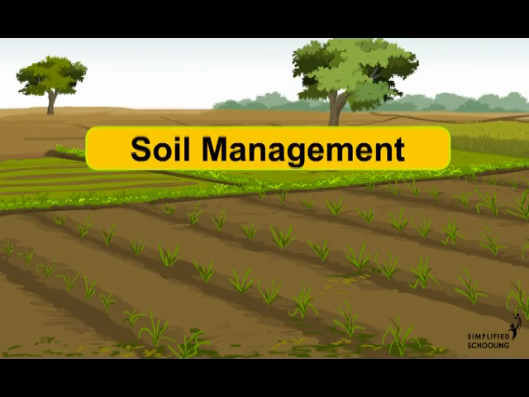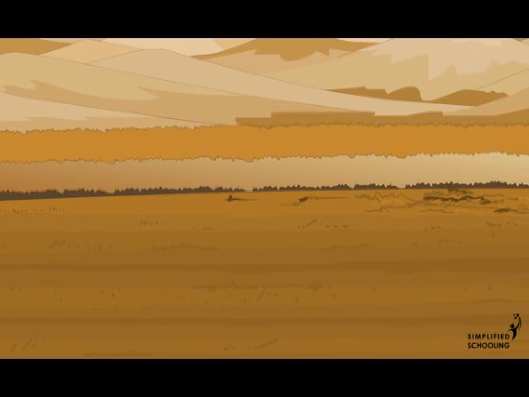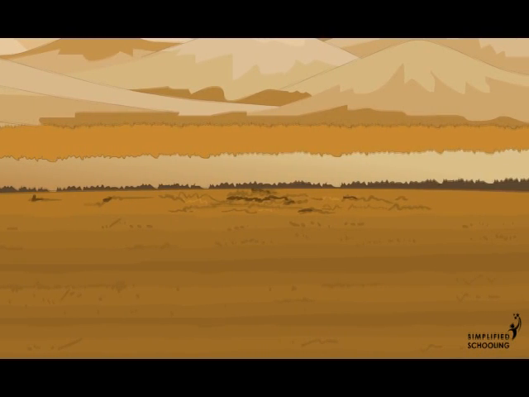Soil management. A major step in scientific agriculture is soil management. This means maintaining the quality and fertility of soil. Soil erosion and monoculture reduce the fertility of soil. Methods should be adopted to prevent erosion so that the topsoil is not carried away.